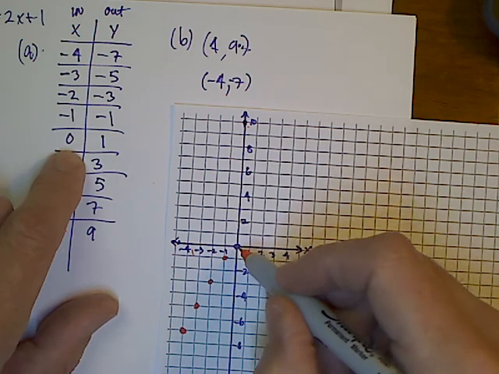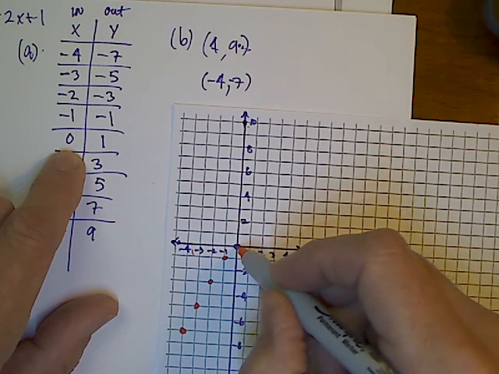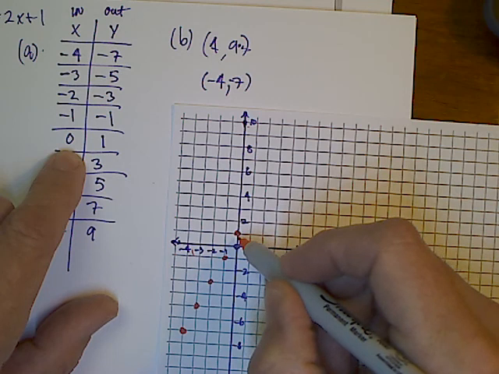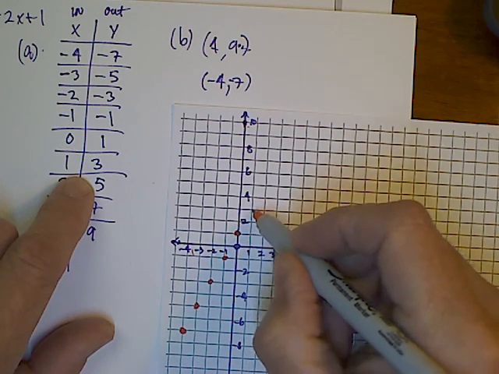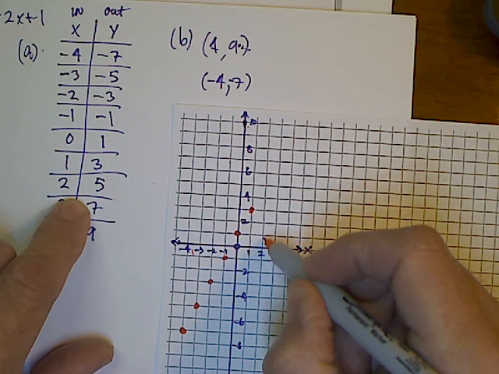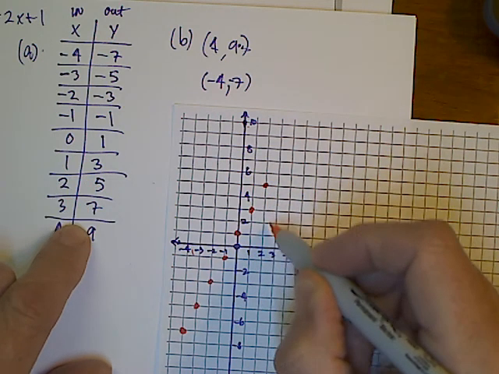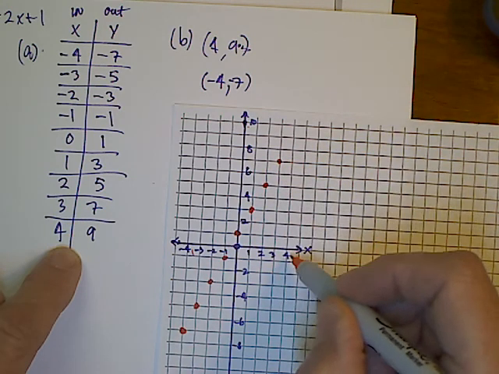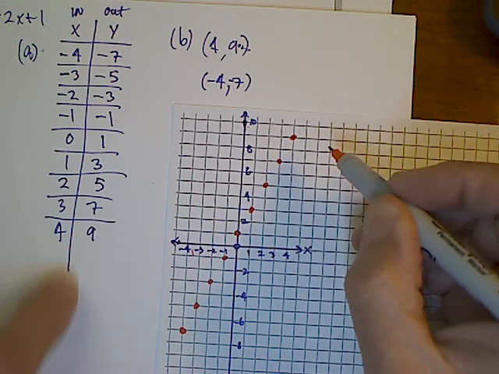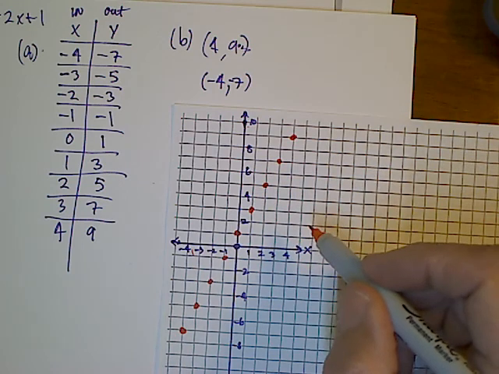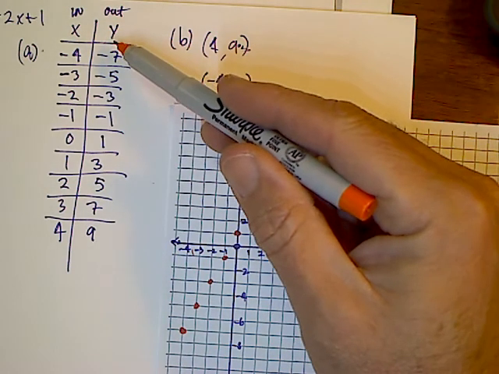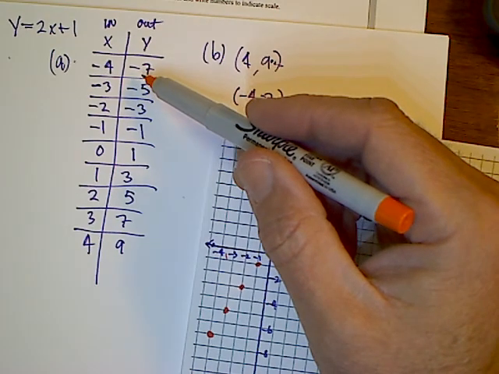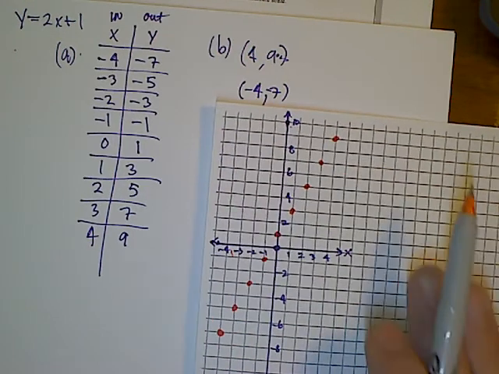And then the next point is 0, 1, so 0 on the x is here, and then 1 on the y is right up here. So that's 0, 1, and then 1 on the x, 3 on the y, 2 on the x, 5 on the y, and 3 on the x, and 7 on the y, and 4 on the x, 9 on the y. So there are my points that I got, the input output values from that rule, y equals 2x plus 1.